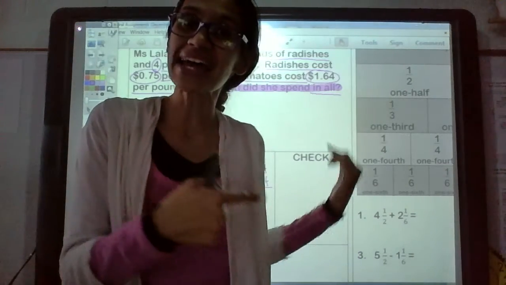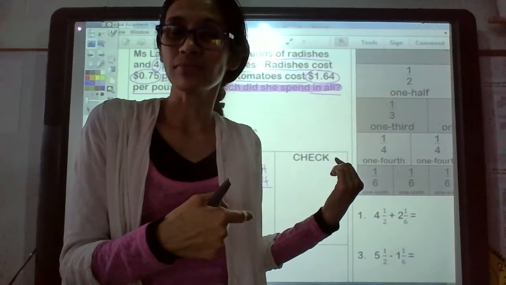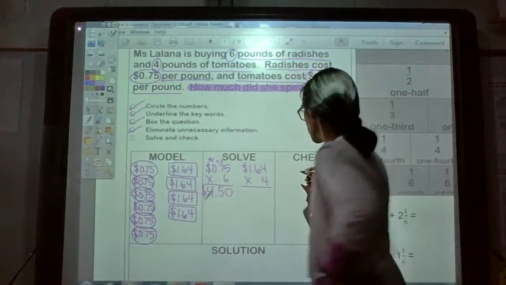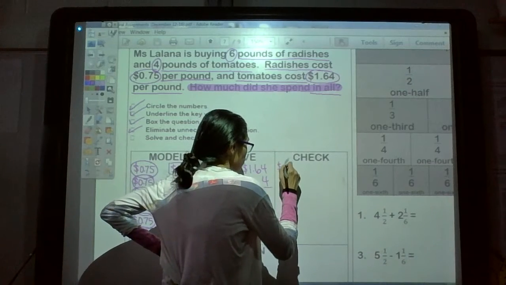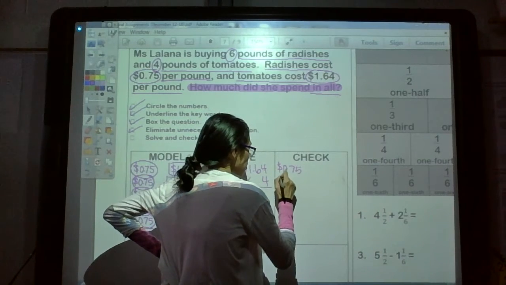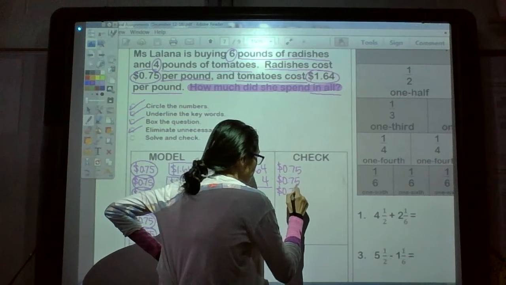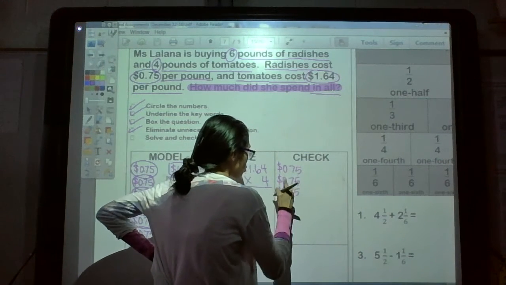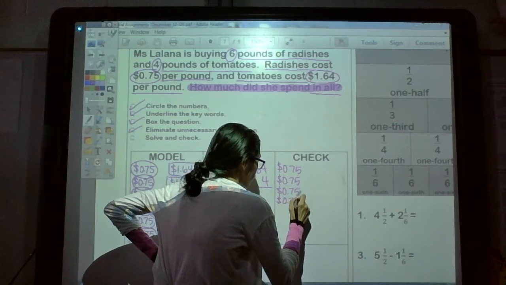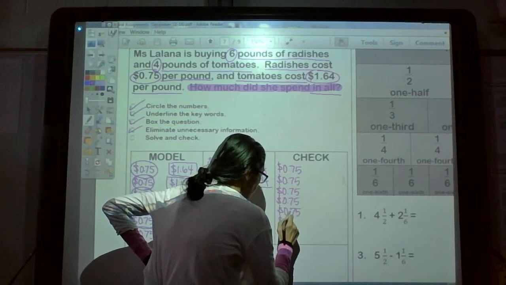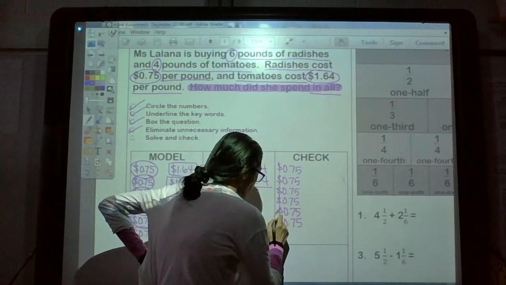You can add it to show it a different way. Okay, fine. I'll add it. All right, I'm going to check this work right here. 75 cents, 75 cents, 75 cents, 1, 2, 3, 4, 5, 6. Don't forget your addition symbol.